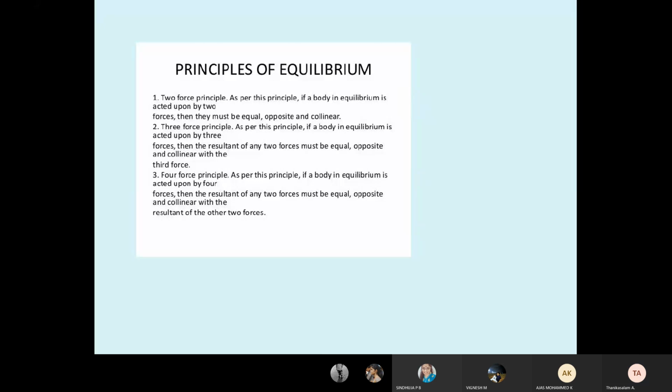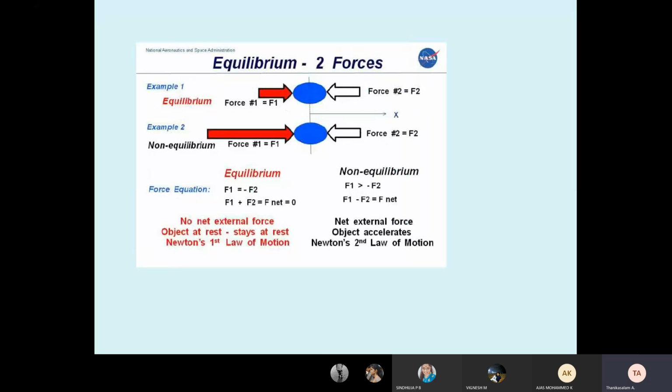Principles of equilibrium. Now see two forces here, F1 and F2. F1 is applied in the right side direction, and F2 goes in the opposite direction. Both are equal, they have the same quantity of force. Therefore, equilibrium. Now see the second. F1 is bigger, the red arrow is a bigger line, that is magnitude. F2 is small. So F1 is greater than F2, so the body is not in equilibrium. It is moving. The first one is static equilibrium. The second one is moving, non-equilibrium.